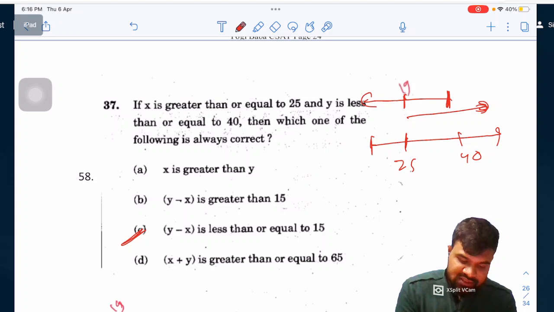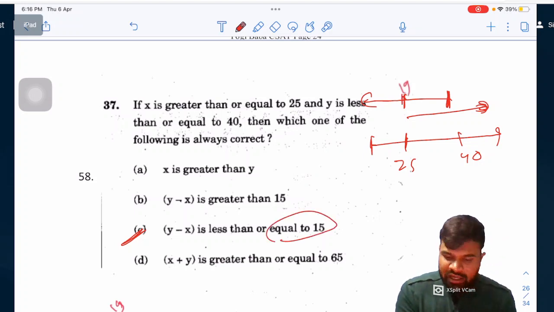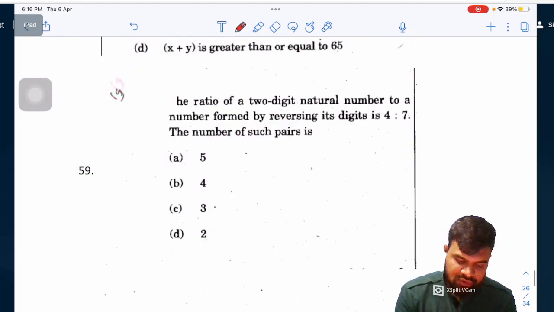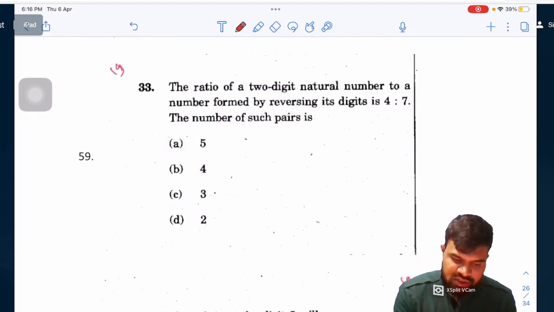So y minus x is either less than or equal to 15. The maximum value of y minus x can be 15 when y is equal to 40 and x is equal to 25, or it should be less than that. This will be the answer. It is very logical and it is very easy.